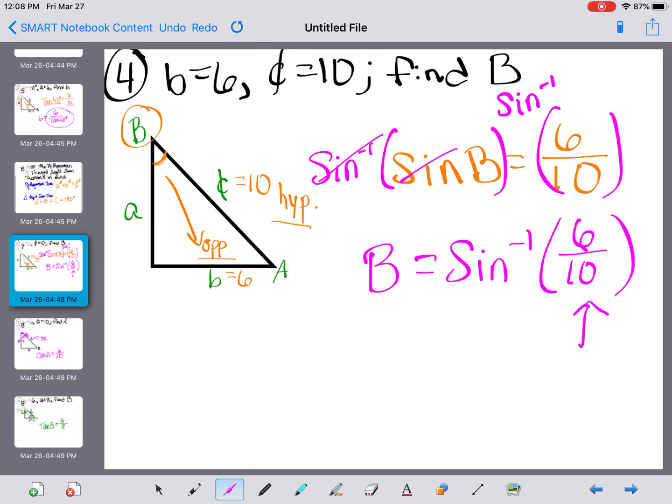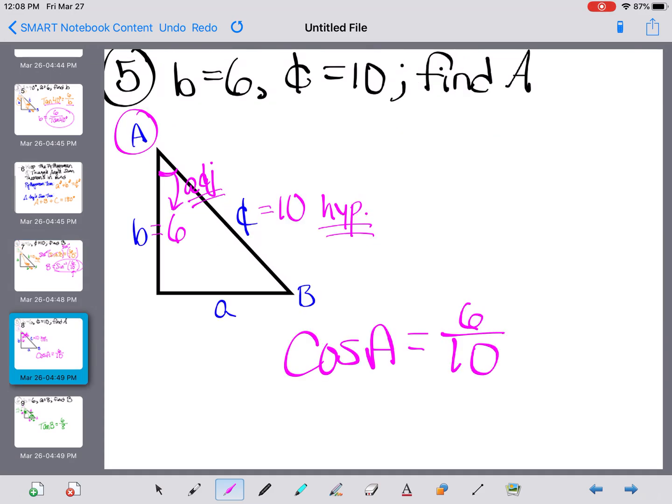Now, again, you could have simplified the 6/10 to 3/5. It's the same triangle, so it'll have the same angle. Well, it's not the same triangle. It's a similar triangle with the same angles. But this is where we're going to stop right there. If I had a calculator, I would put that into a calculator and get the answer.